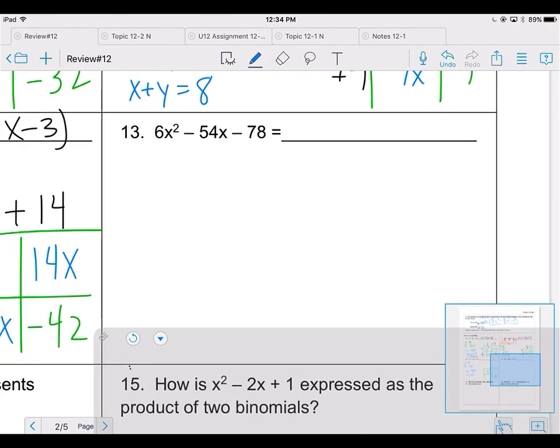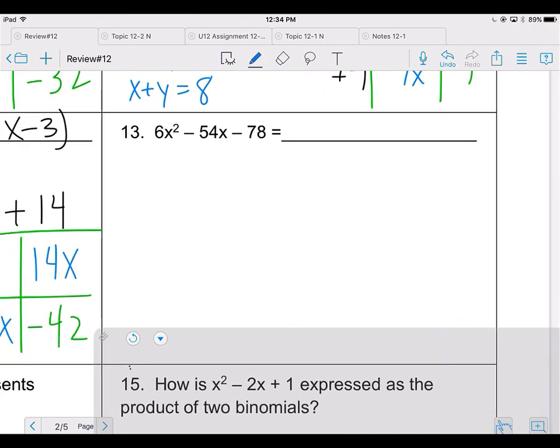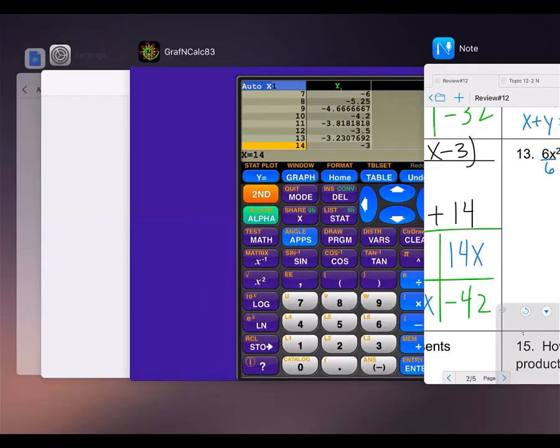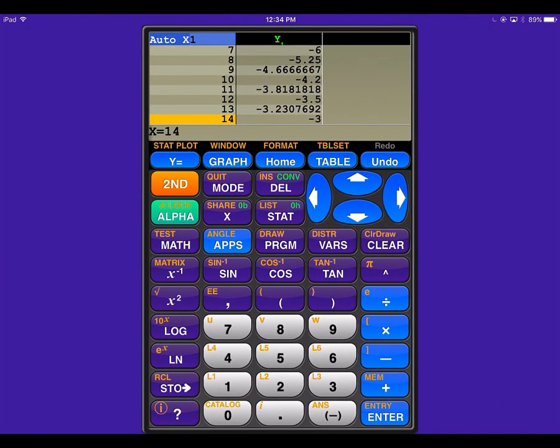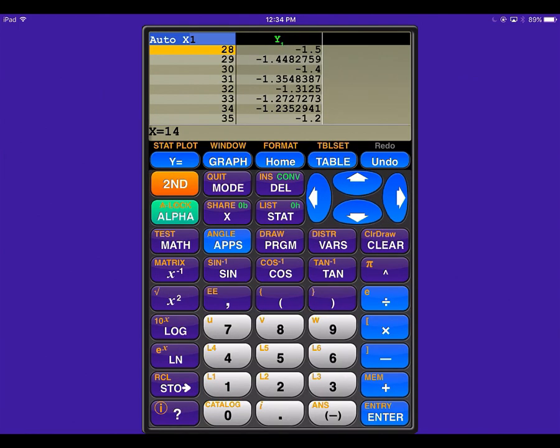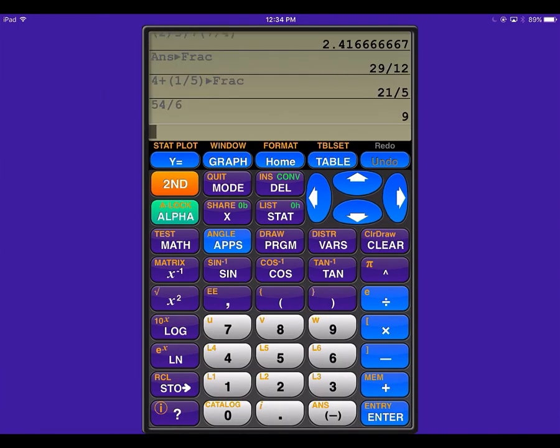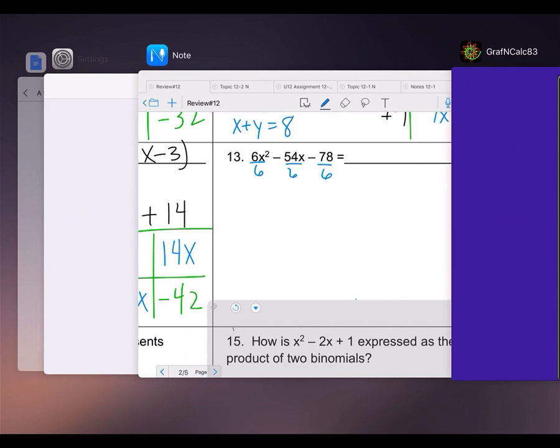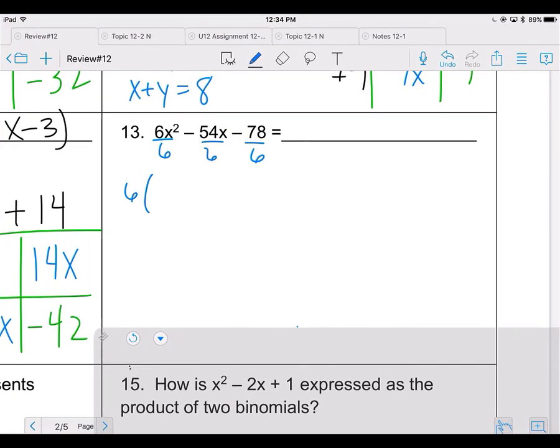Problem 13, I see a 6x squared, negative 54x, and negative 78. All of these are pretty big numbers. I tried them all, and they're all divisible by 6. Remember, if you're not sure, take your calculator and just do a quick check. 54 divided by 6, 78 divided by 6. Oh, look, they're divisible by 6. So I take that 6 out, and I'm left with x squared minus 9x minus 13.